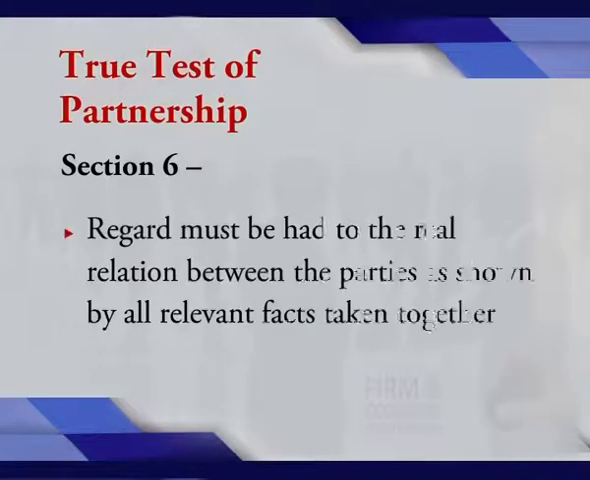But the task becomes difficult when either there is no specific agreement or the agreement is such as does not specifically speak of partnership. In such a case, for testing the existence or otherwise of partnership relation, section 6 has to be referred. According to section 6, regard must be had to the real relation between the parties as shown by all relevant facts taken together. The rule is easily stated and is clear, but its application is difficult.